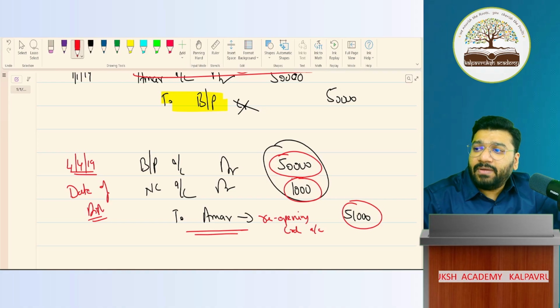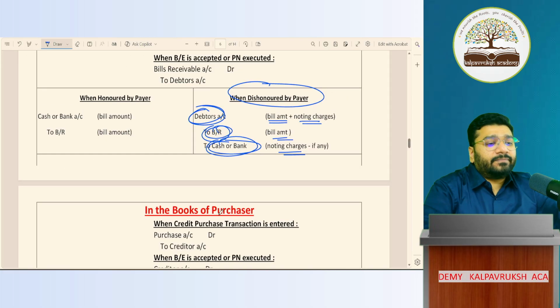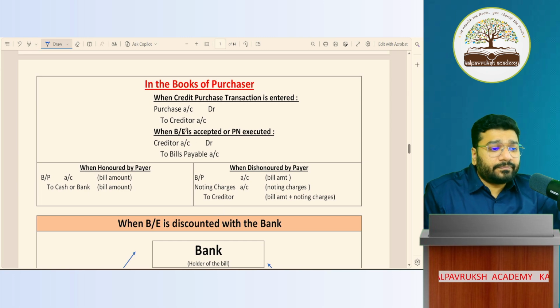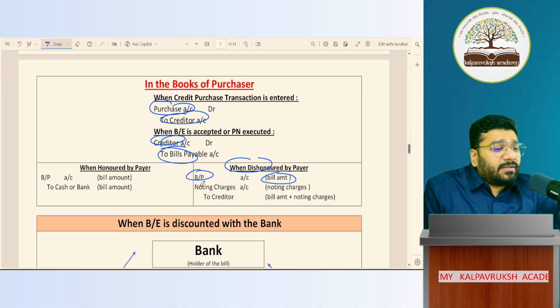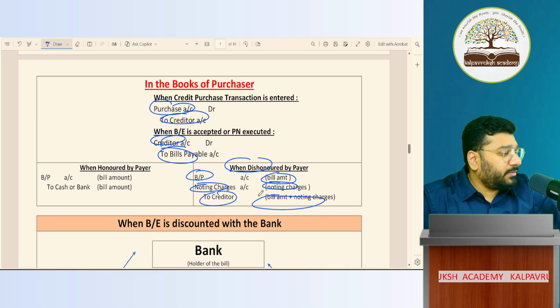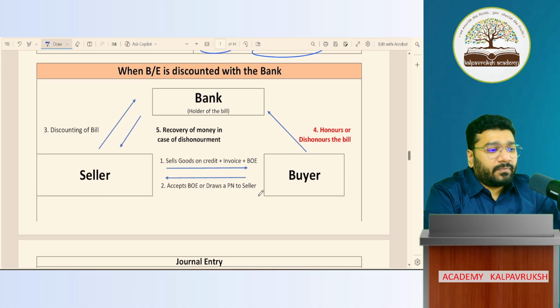In this, do you have any problem? Loudly. Online people, do you have any problem? Purchase to creditor on the date of purchase. Creditor to BP on the date of acceptance. If the bill is dishonored, BP account debit, bill amount 50,000. Noting charges account debit, 1,000. To creditor, 51,000. Got it, not got it? Clear or not clear? Okay. Can I go to the next topic?